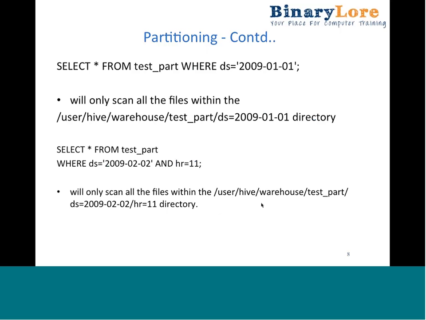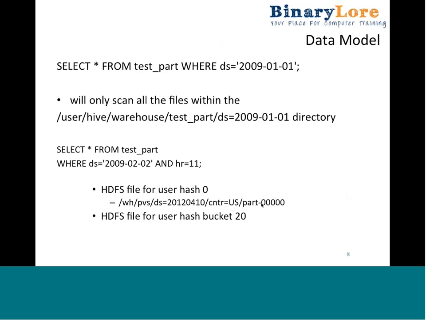So again, partitioning: select star from test underscore part where ds equal to this will only scan the files within the test part ds 2009-01-01 directory. So it essentially avoids the use of the other directories. Does this make sense? Yes. That's that whole partition pruning concept again applied here.